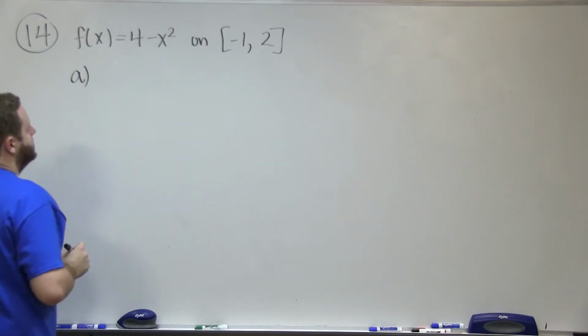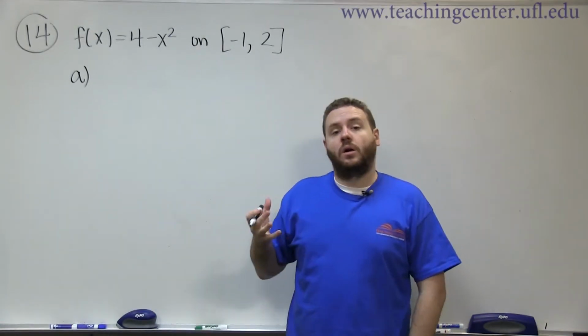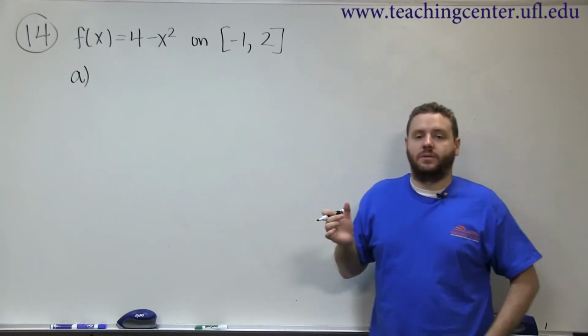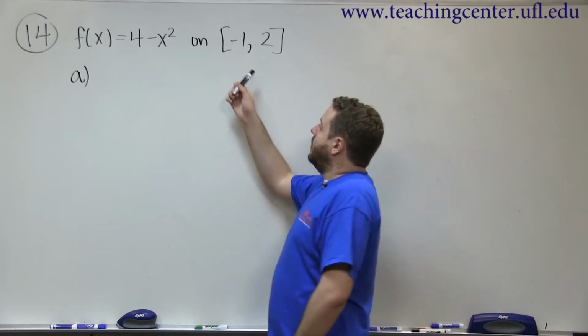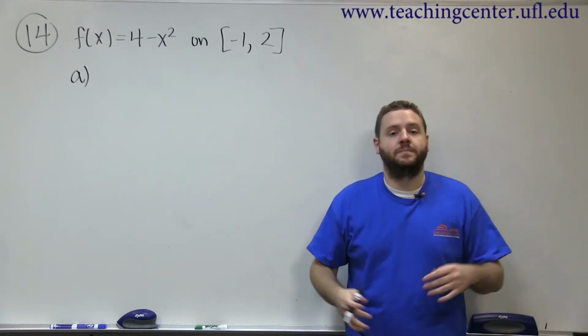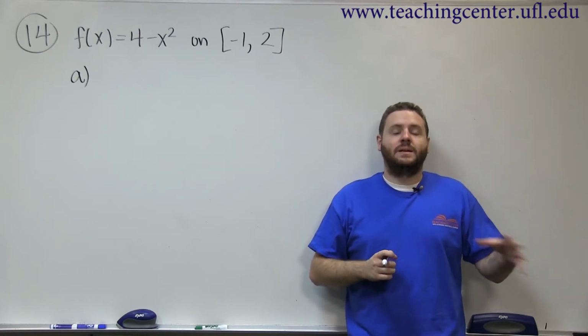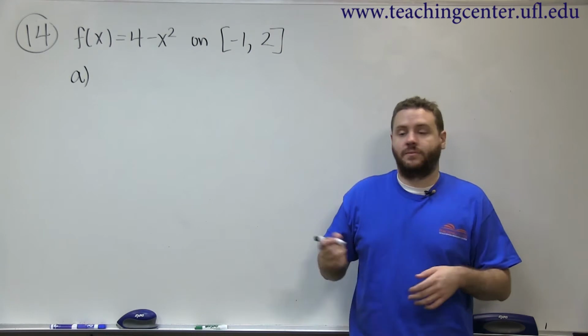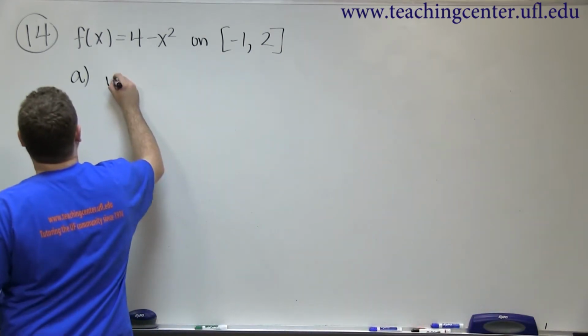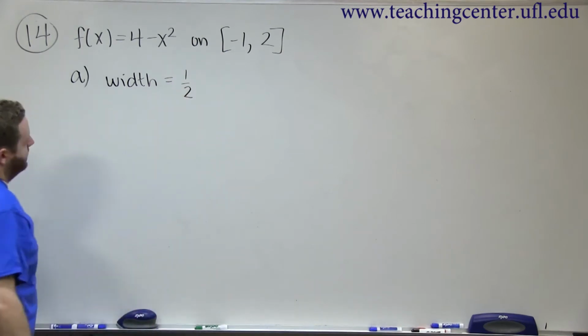So the first thing we need to consider is if we have 6 subintervals, what are our endpoints going to be and how wide are our intervals going to be? Where our interval is -1 to 2, so that's an interval width of 3. If we're splitting 3 into 6 intervals, that would mean that each interval has a width of a half. So our width is 1/2.